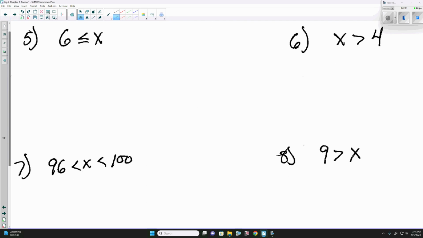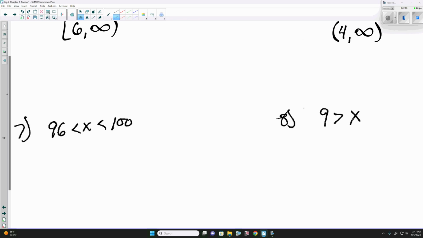Now if we look at this one here, 6 is less than or equal to x. X is the bigger one. So that means 6 is the smallest value we can have, and it's going to go to infinity. 6 would have the bracket, infinity would have the parenthesis. Now if we look at number 4, x is greater than 4. 4 is the smallest number. It's going to go to infinity, and they would both have parentheses because it's not equal to, and we cannot have a bracket with infinity.